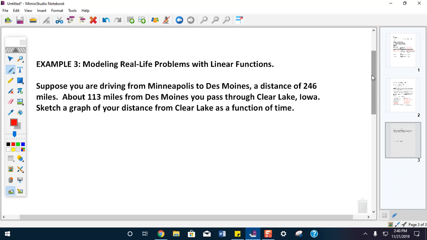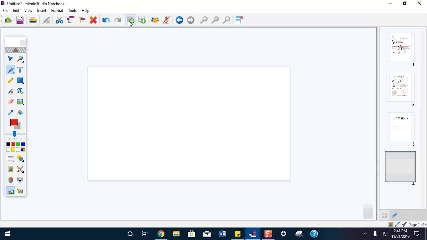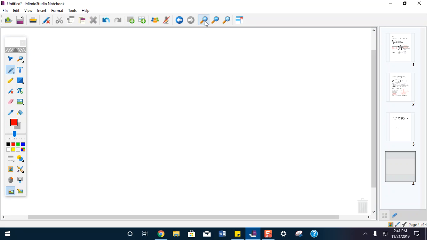Okay. Let's just do this. It's basically saying you're 113 miles between where and where, kids? Des Moines and Clear Lake. Okay, so what I'm going to do is this. Let's just pretend we're thinking about this. Minneapolis up here. Clear Lake is in between Minneapolis and Des Moines. And what was the distance between Minneapolis and Des Moines in that problem again, kids? 246 miles. Yeah. I've got to read this again one more time.